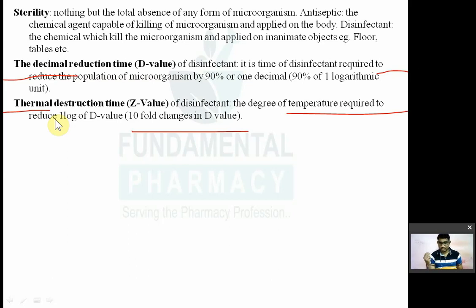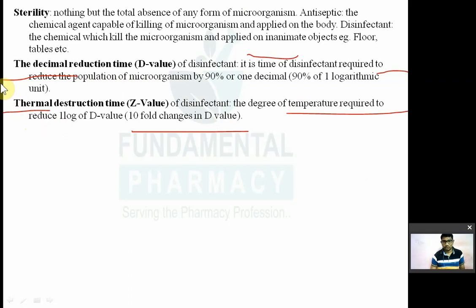D value किसको बोलते हैं? कितना टाइम लगता है किसी disinfectant को, जो original population है bacteria का, उसको 90% कम करने के लिए, जैसे 1 logarithmic. So that is a thermal destruction time. तो यहाँ पे आप ऐसा भी याद रख सकते हो, thermal destruction time और D value. तो यहाँ पे टाइम आता है, उसमें time term आता है. Decimal reduction time means the time of disinfectant required to reduce the 90% of bacteria.